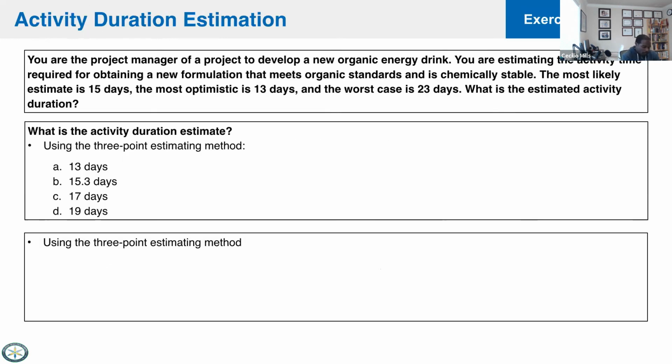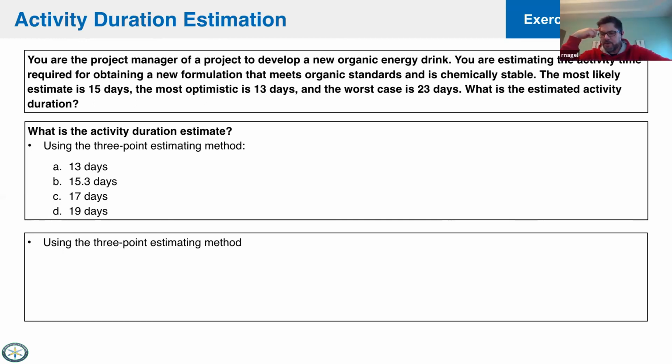Okay. So let's look at a question. You are the project manager of a project to develop a new organic energy drink. You are estimating the activity time required for obtaining a new formulation that meets organic standards and is chemically stable. The most likely estimate is 15 days. The most optimistic is 13 days. And the worst case is 23 days. What is the estimated activity duration? How would you do this? Not worried about what the numbers are, but just how would you solve this?